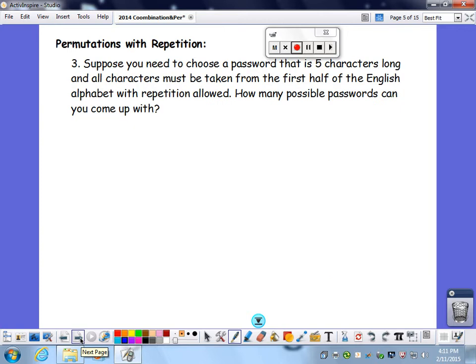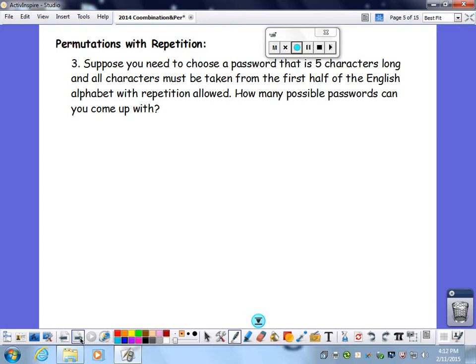This is a permutation with repetition. So before we didn't have repetition because once we took somebody out, we weren't going to use them again. They couldn't be both the president and the vice president. Alright, let's look at this example. Suppose you need to choose a password that is 5 characters long and all characters must be taken from the first half of the English alphabet with repetition allowed. So that means we can use the same letter twice. How many possible passwords can you come up with?